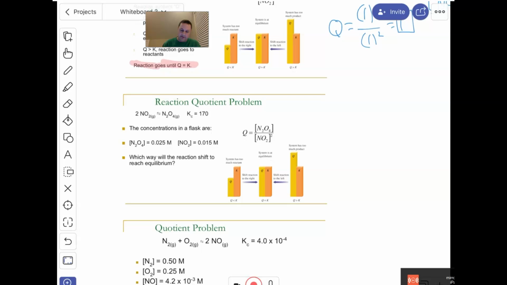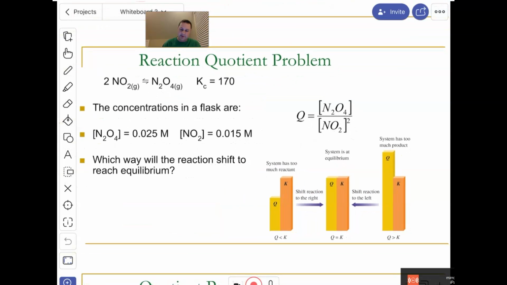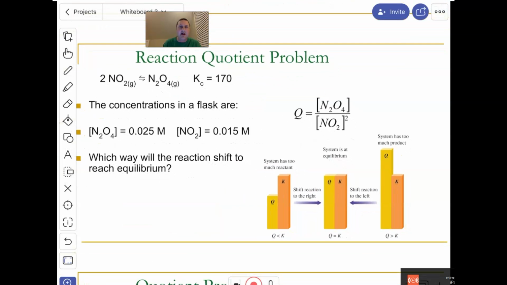All right, let's move on. So here you go. Here's a reaction quotient problem. Throw out all the Kc value and stuff that I used before. The concentrations in the flask are such and such. Which way will this reaction shift to reach equilibrium? Pause right now. See if you can solve it. Go back and look at what I went through. When you do, I'll be here and I'll go through the answer.